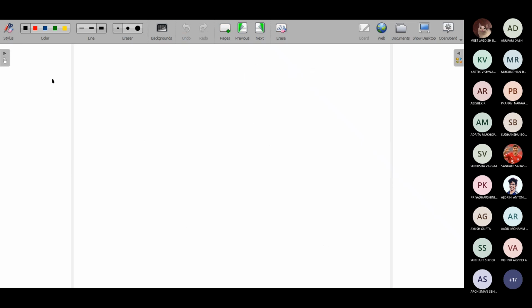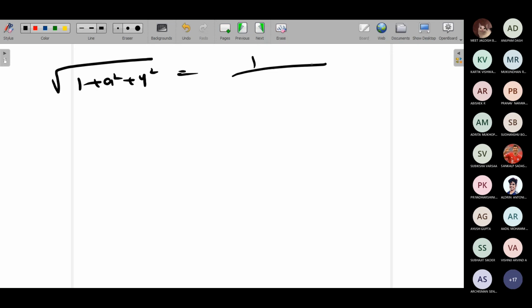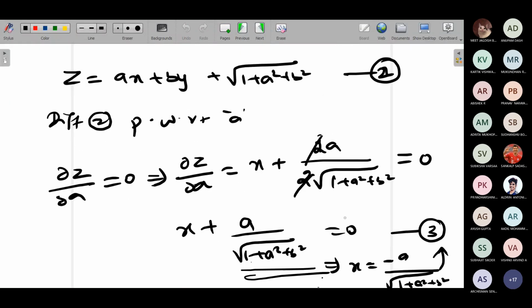Actually, what we want is the root of 1 plus a square plus b square. So when I take the root, I'll get 1 divided by root of 1 minus x square minus y square. Now, what do you understand? You have got the value of root of 1 plus a square plus b square in terms of x and y. Now, what is our aim? Our aim is to find the value of a and b. So from this, I'm getting x is equal to minus a by this. So I can write x into this is equal to minus a.